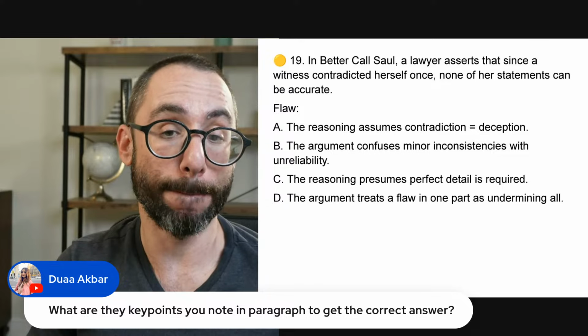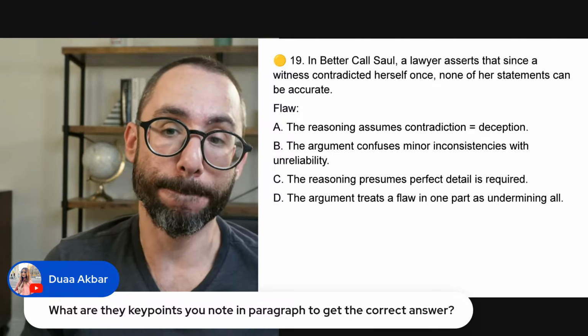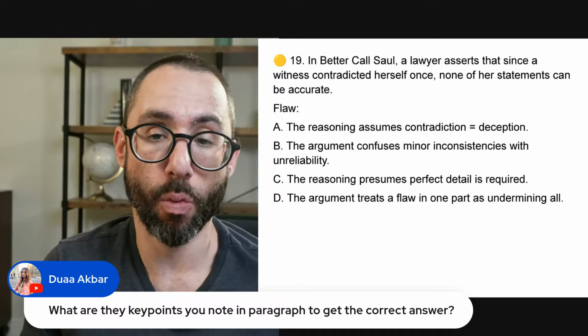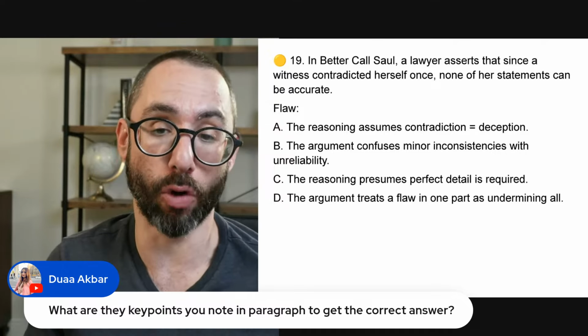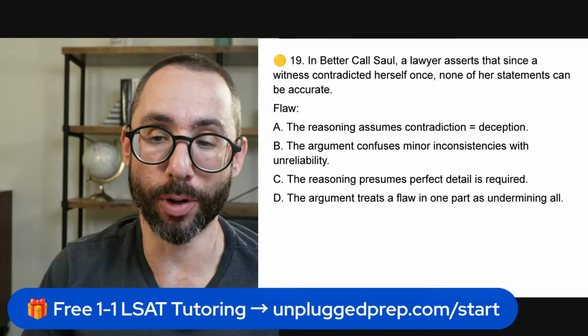And I try to note to myself, well, if someone were saying this to me in ordinary conversation, what would be problematic about what they said? What's the gap? What's the flaw? Why are they wrong? Try to predict it for yourself. It makes evaluating the choices so much easier.